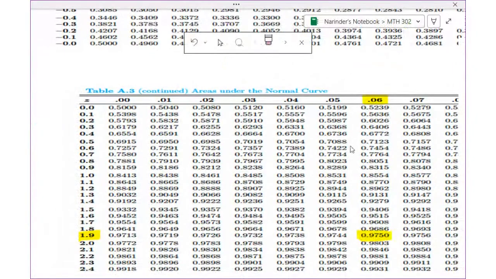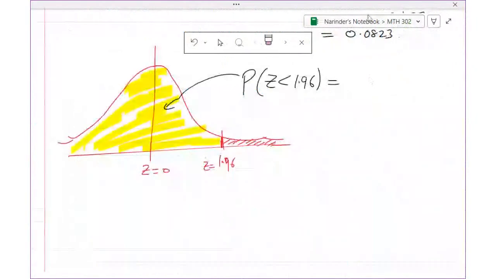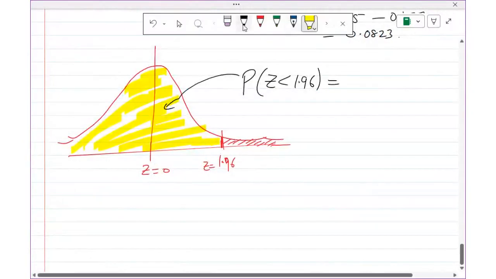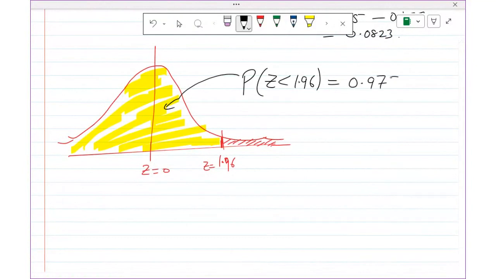It means we may be given that this is 0.9750, and we are asked to find the right side. You know that the total area is 1, and the yellow color area is this one. So how will you find the remaining area?